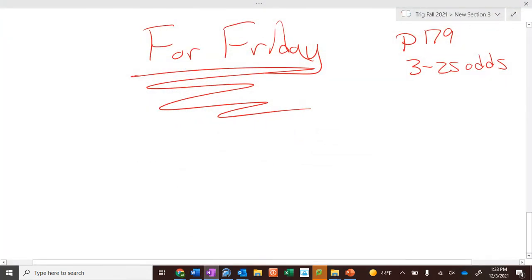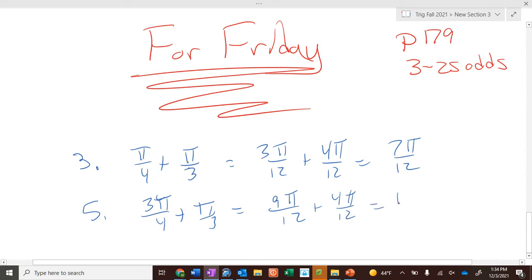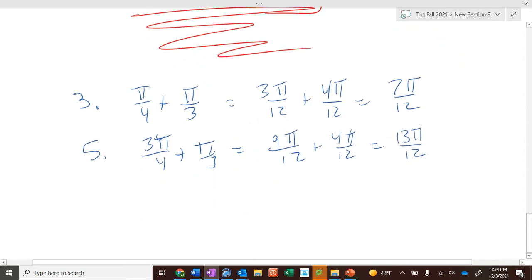All right. So, section 3. Number 3 is where we started. What's pi over 4 plus pi over 3? Okay. Because we take 3 pi over 12 plus 4 pi over 12 to get 7 pi over 12. Okay. 5. 3 pi over 4 plus pi over 3. 3 pi over 4 is how many pi over 12? 9 over 12 plus 4 over 12 is 13 over 12. 7.